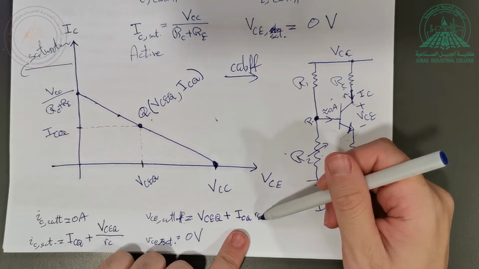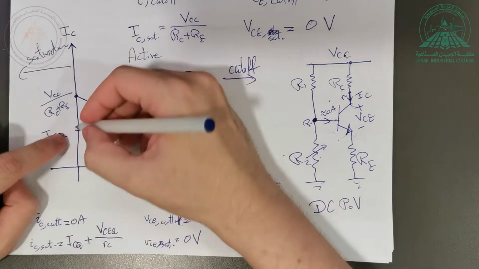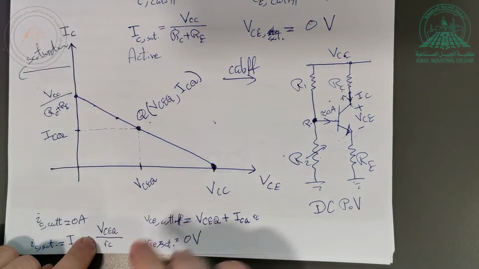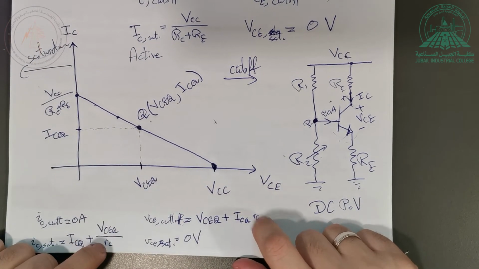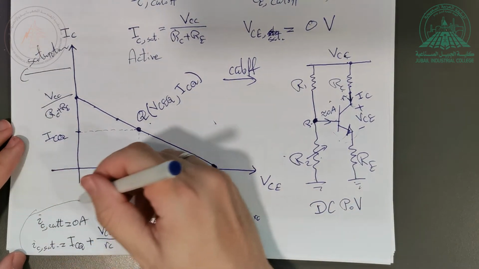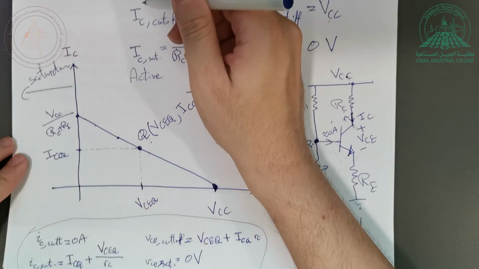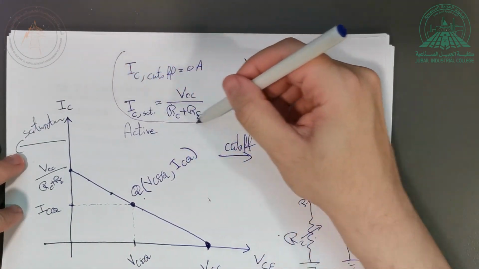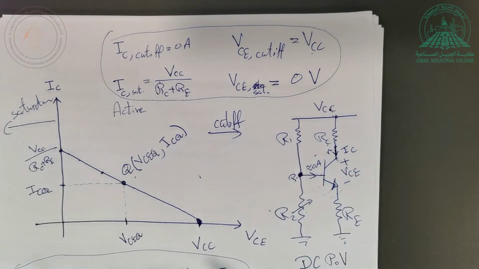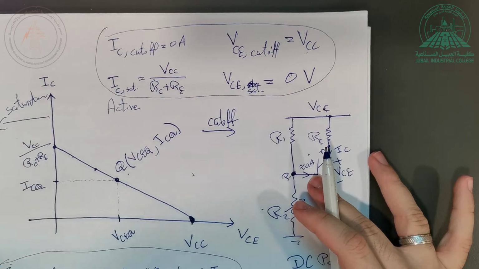ICQ multiplied by RC. And IC saturation will be above this by how much? By VCEQ divided by RC. Notice here RC, here ICQ, here VCEQ. Okay, so you need to remember these issues. We need to remember these and these. These are easy to remember and memorize.